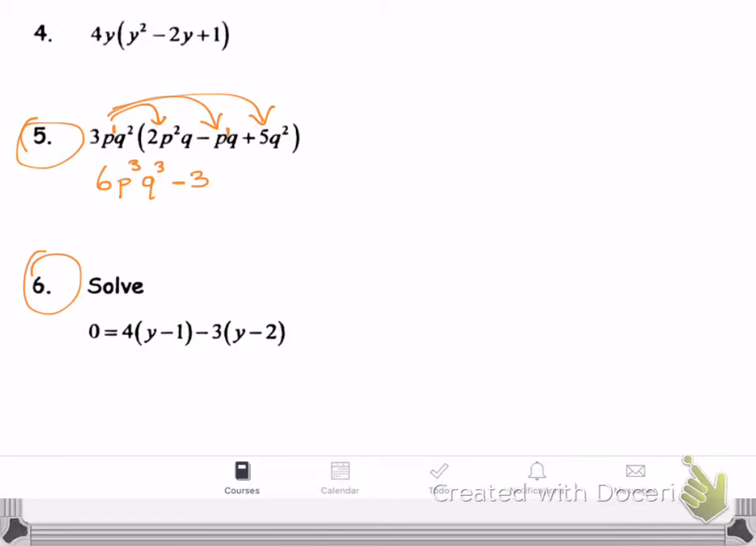P to the first power times p to the first power is p squared. Q to the second power times q to the first power gives you q cubed. And 3 times 5 gives you 15. P to the first power times no p just gives you p. Q squared times q squared gives you q to the fourth. And so there, you kind of have to break the variables apart little by little and remember those properties. So why don't you try number 6. I mean, this one again is quite a bit of review.